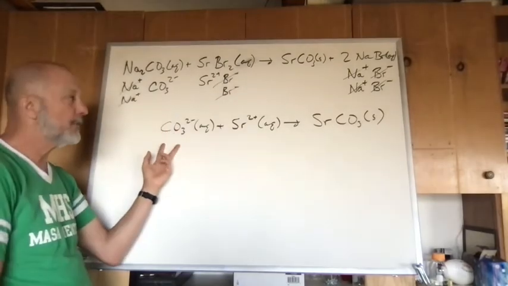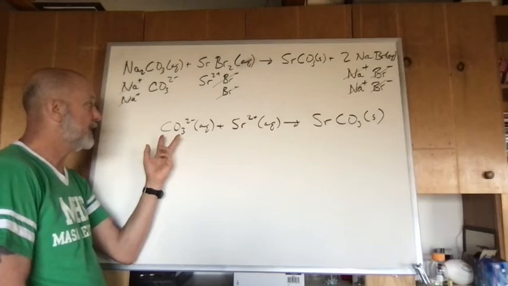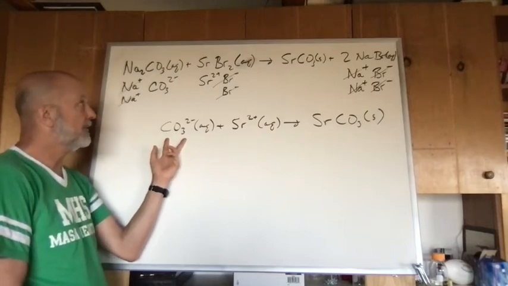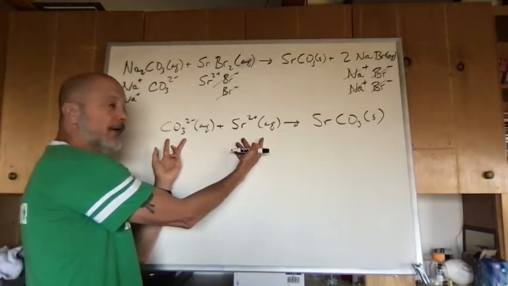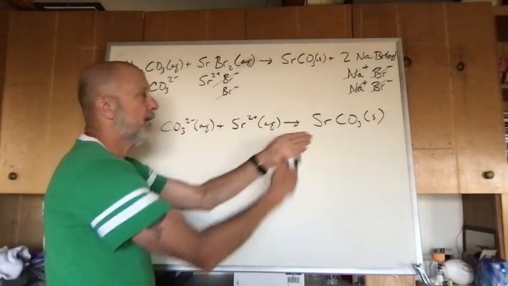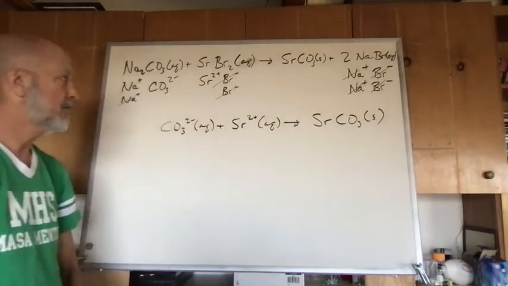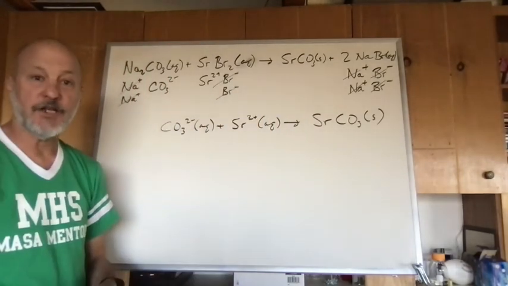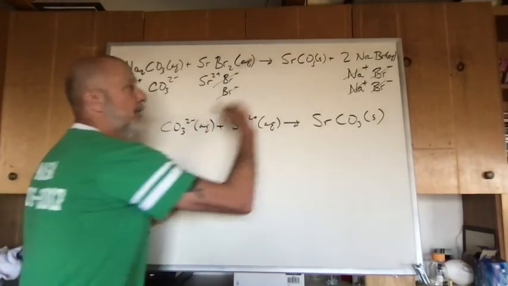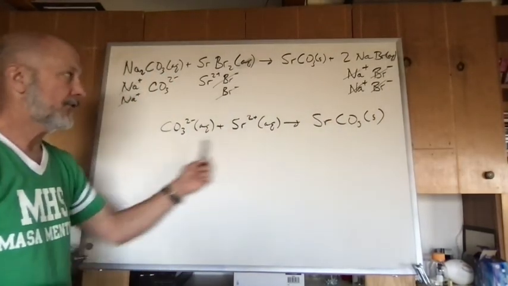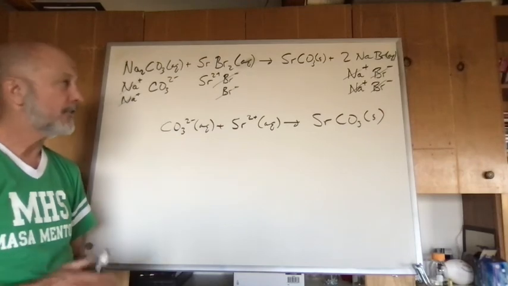So what's the true reaction? What's the net ionic equation for the reaction? Carbonate ions in solution and strontium ions in solution combine to form a solid. So these ions definitely are changing. They're going from aqueous to solid. So that is the actual reaction, forming a solid precipitate.